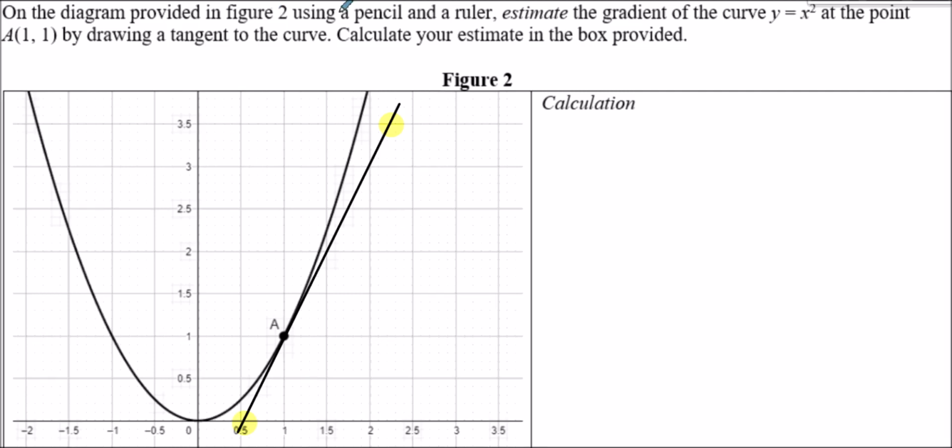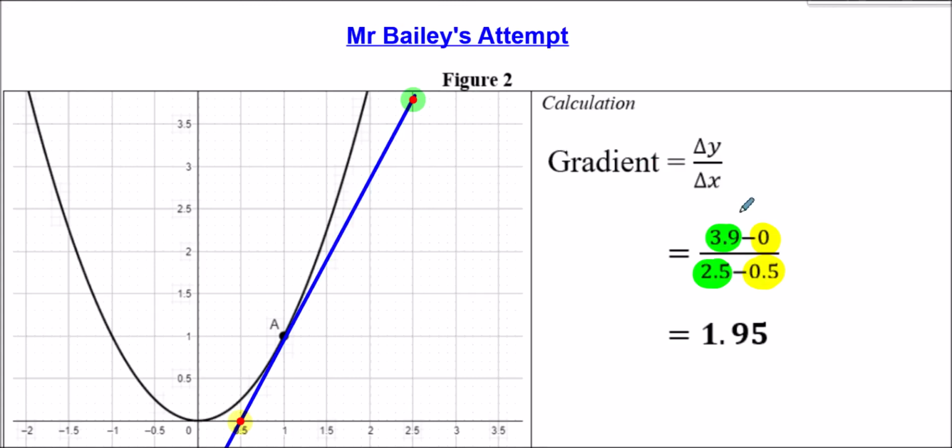Okay, so let's compare notes. Let's see what you got compared to what I got. This is one I did earlier. For mine, I got that the gradient at A was 1.95, which you might have got similar to as well. So mine's pretty much 2.